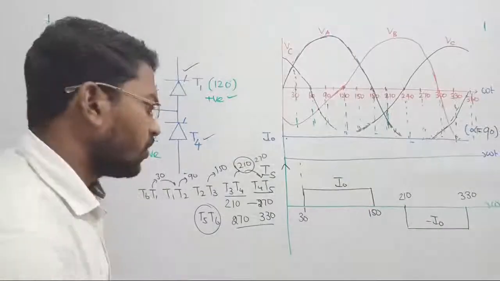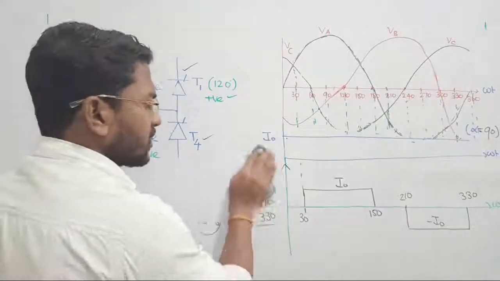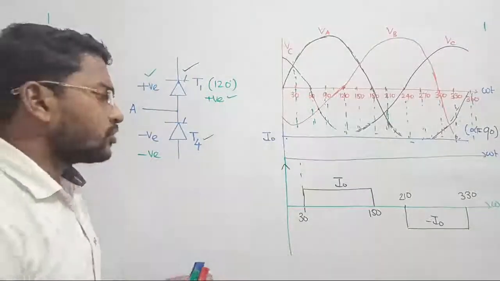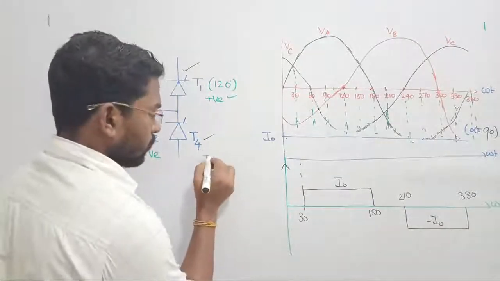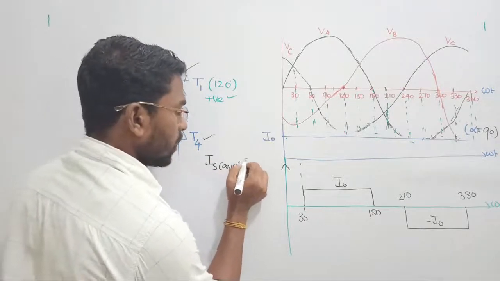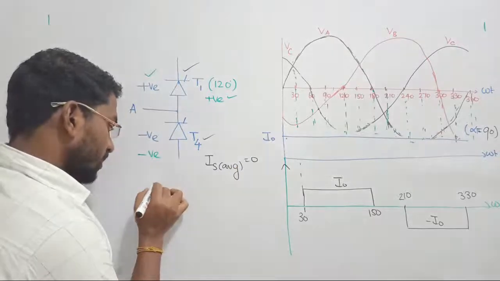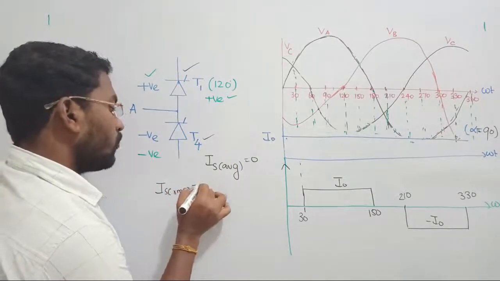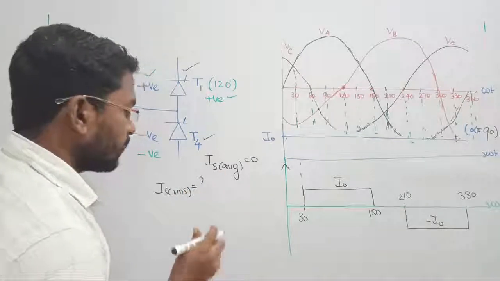Why is RMS current not equal to 0? Let us see. Average current 0, why? Because positive area equals negative area, such that the average value of the source current will always be 0, right? So source average equals 0. Let us estimate source RMS. We all know, if you want to know the value of RMS current, what is the formula?